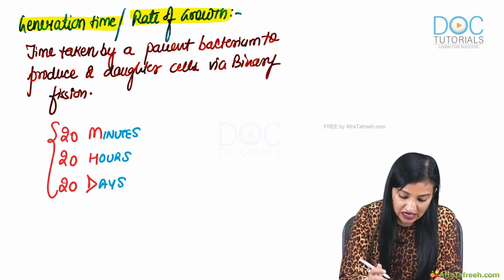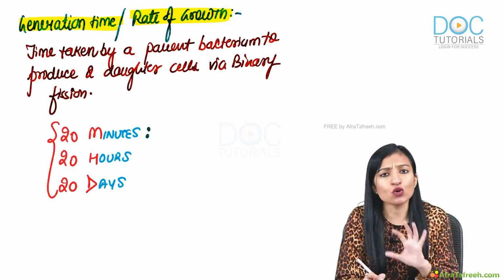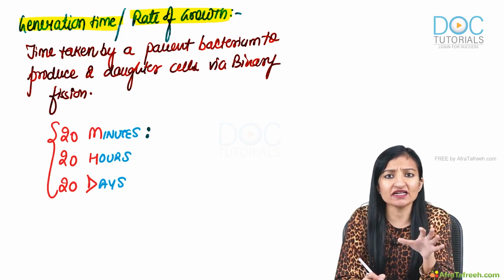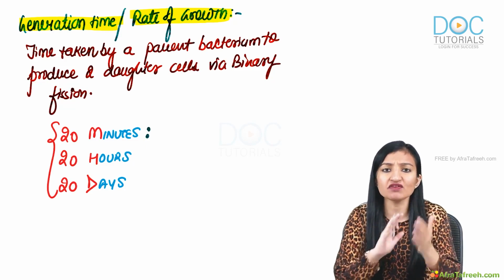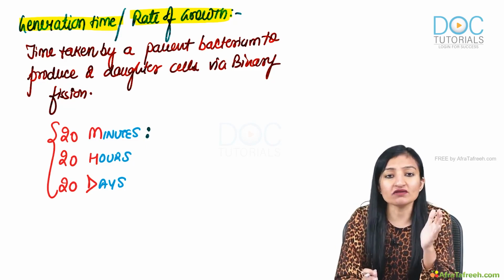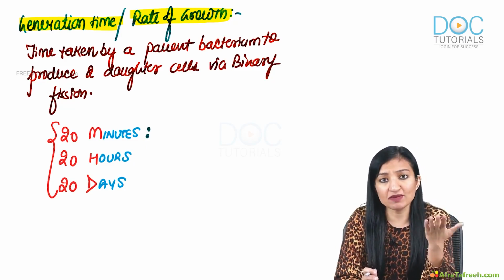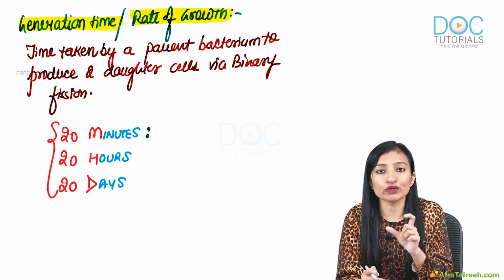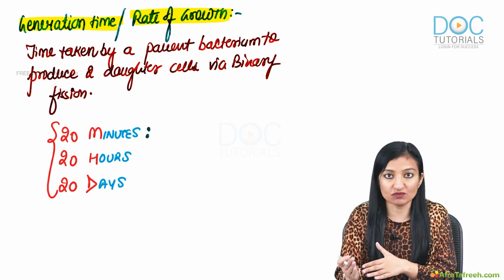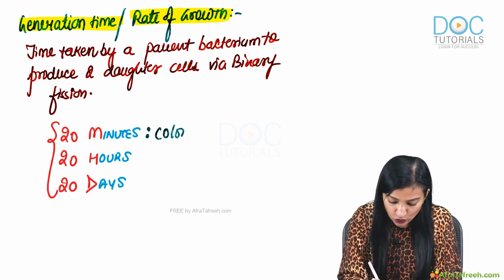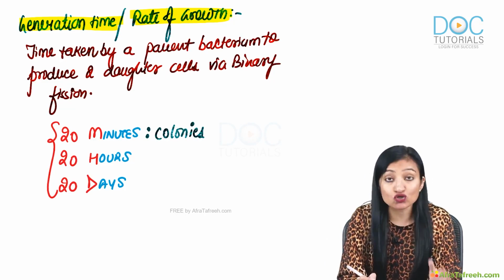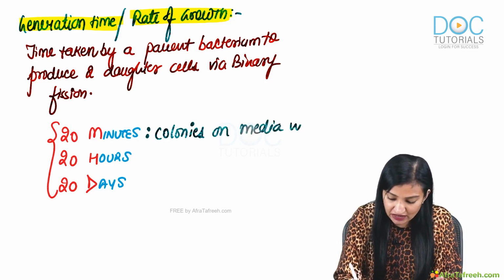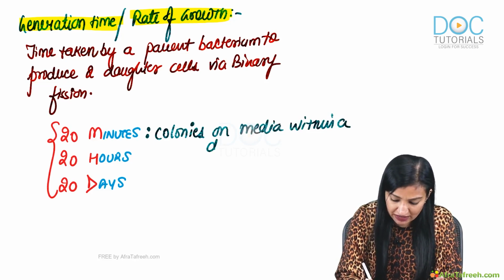In case of bacteria where the generation time is around 20 minutes, it could be 18 minutes, 15, 20, 22, 25. So, basically roughly around 20 minutes. What will we observe? If we put those bacteria on culture media, we will observe growth or colonies the very next day on the culture media. So we can get growth of the bacteria, which we call colonies, on the media within a day. So, very rapidly growing bacteria.